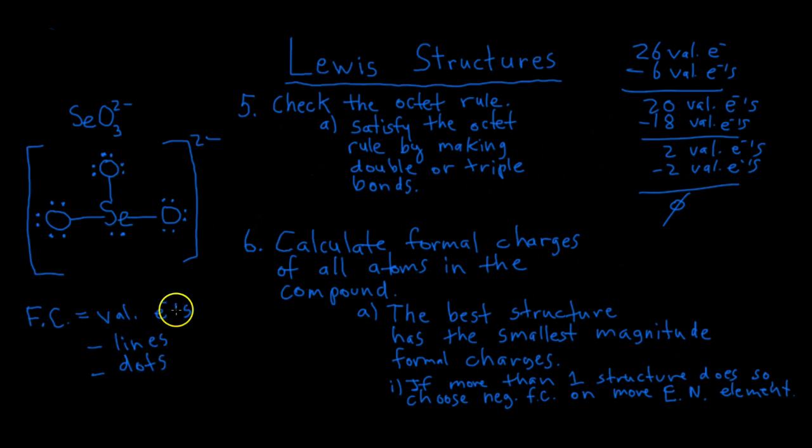So formal charge is the valence electrons for the neutral atom minus the number of lines touching it in the structure minus the dots on it in the structure. For oxygen, it comes with 6 valence electrons minus 1 line minus 6 dots, which gives this a -1 formal charge. All the oxygens look the same, so they'll all have the same formal charge. For selenium, it also comes with 6 valence electrons minus 3 lines minus 2 dots, which is a +1 formal charge here.